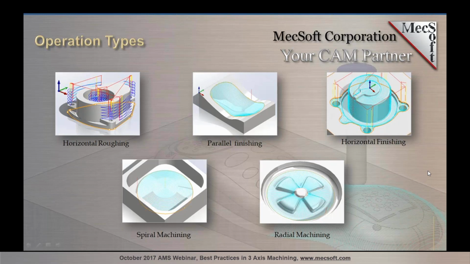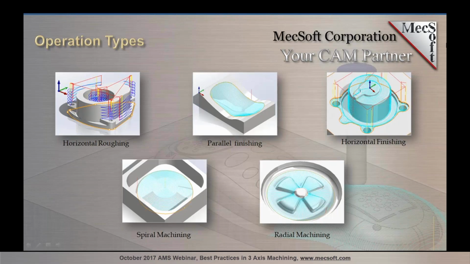So these are the main operation types in our standard configuration: horizontal roughing, parallel finishing, horizontal finishing, spiral machining, and radial machining. And Uday will walk us through these operations now. Thank you, Krish.